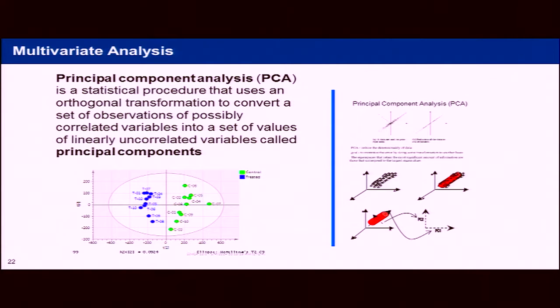One of the common ways of analyzing metabolomics data is through multivariate analyses. A lot of you are probably familiar with principal component analysis, where you have very high dimensional data, so that means that there are lots more peak intensities than samples.